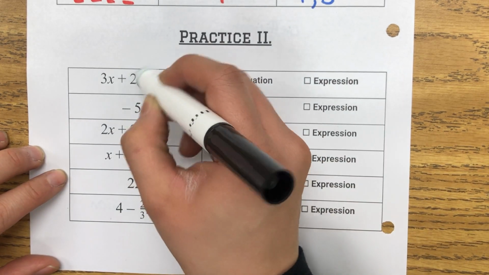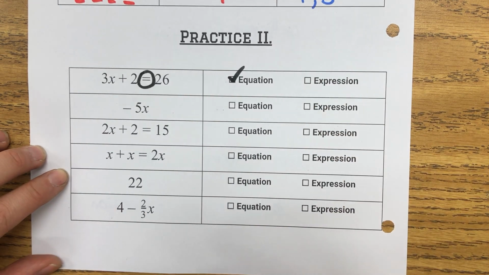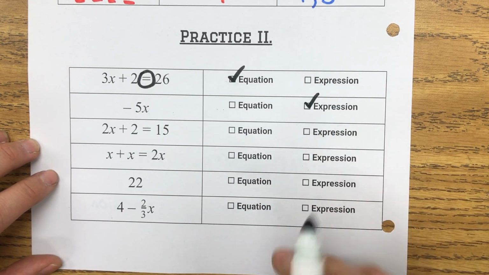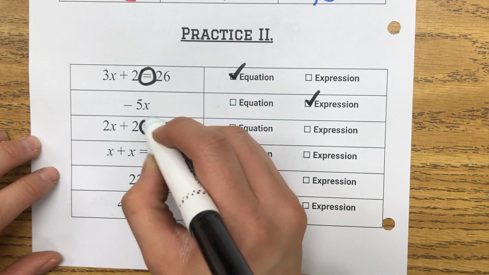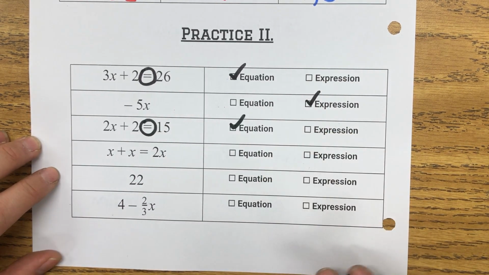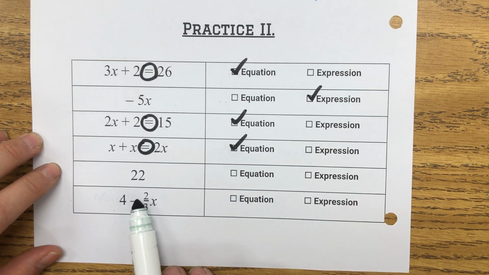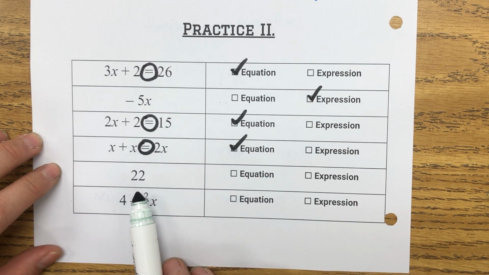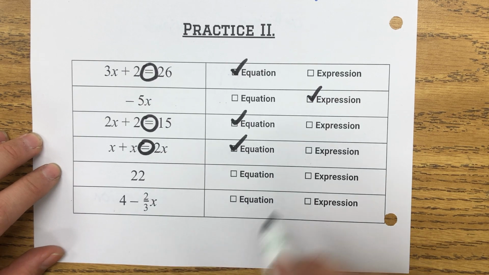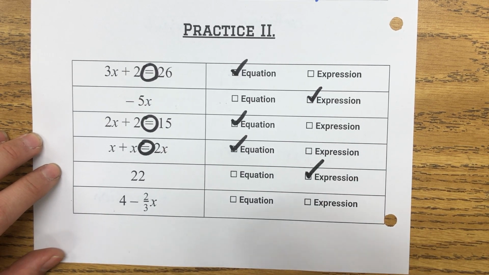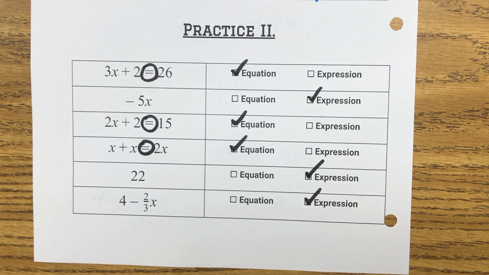There's an equal sign right here. So this one is an equation. There is no equal sign. This is just a -5x. This is an expression. This one has an equal sign, equation. This one has an equal sign as well, also an equation. This number, 22, that is a representation of a quantity. There's no equal sign. It is just an expression. This one as well, there is no equal sign, also an expression.